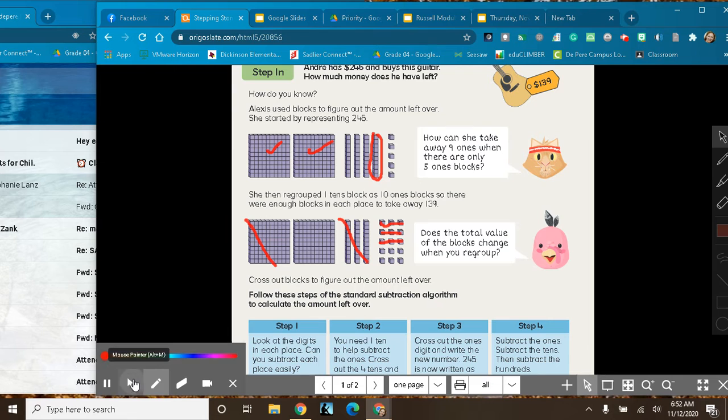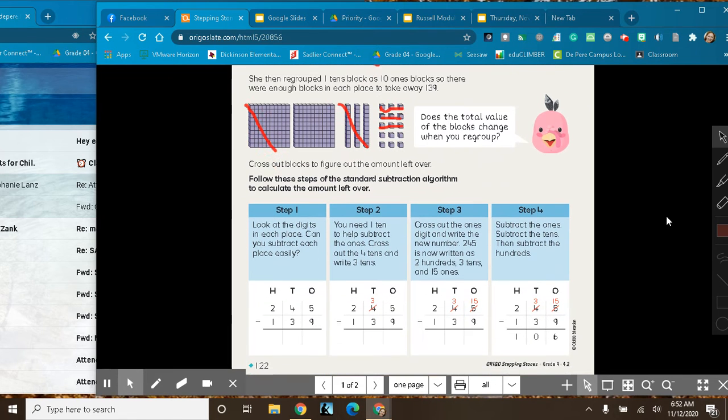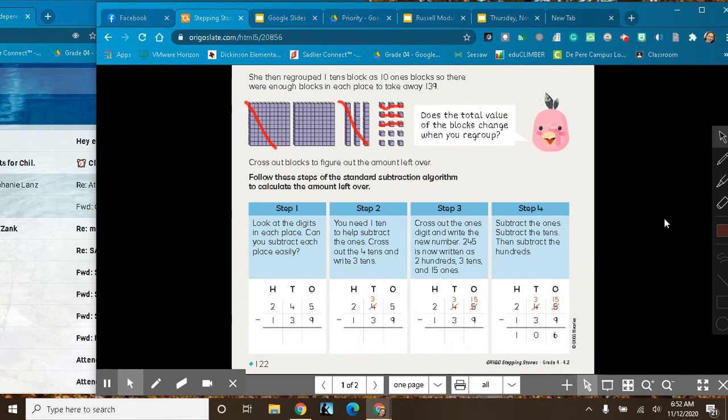So we're going to follow these rules for subtraction. The first step, as we talked about, you look at the digits in each place and you think about it in your head. Can I subtract each place easily? We start at the ones. We always start at the ones. And in this particular problem, we start here and we see a problem right away. We have 5 and we want to take away 9.